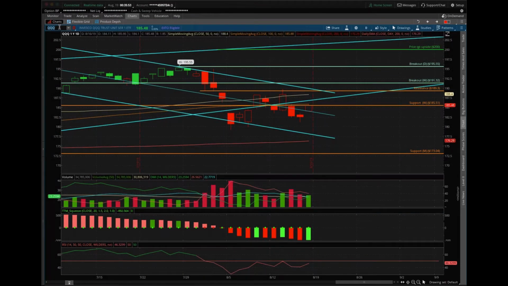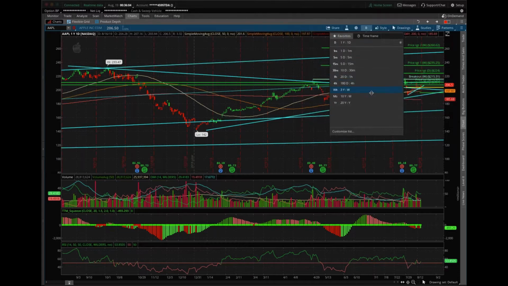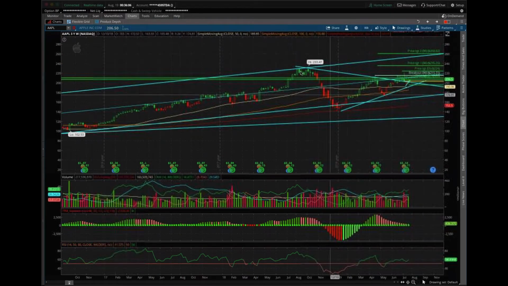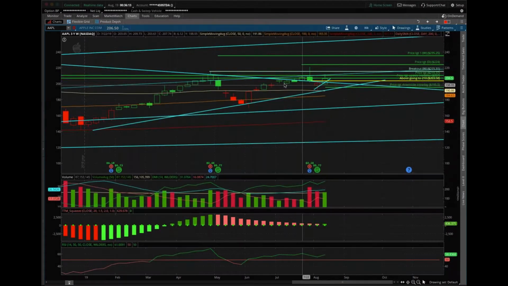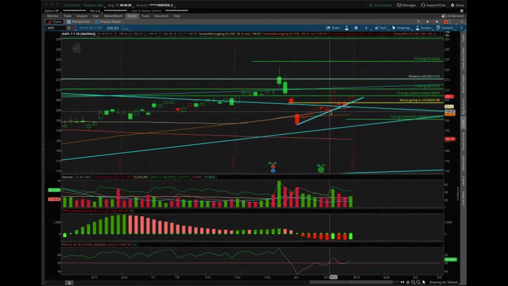All right, so let's go look at Apple here. So looking at a larger time frame, here's a weekly chart. We have this downtrend here and we have this uptrend here. Okay, looking closer, we can see that we're above that downtrend. Okay, and if we go to the daily, we could see that we're actually holding that downtrend.